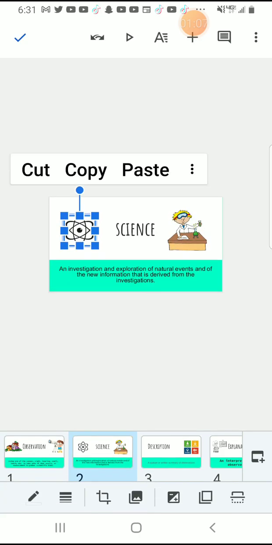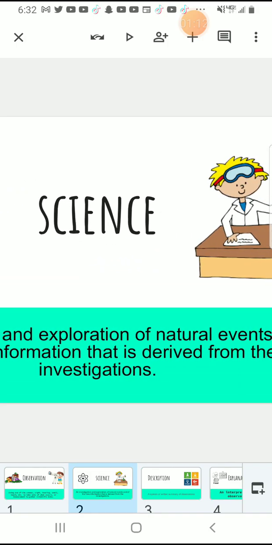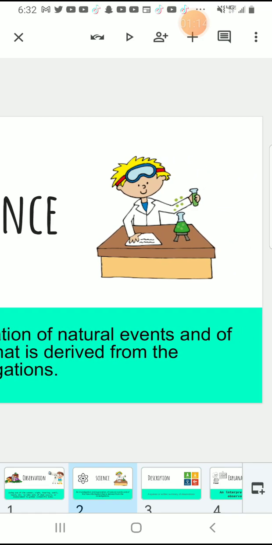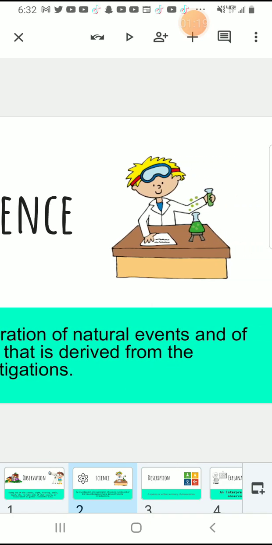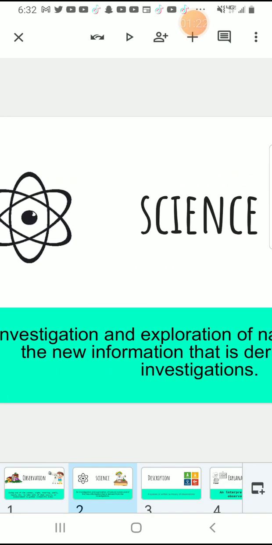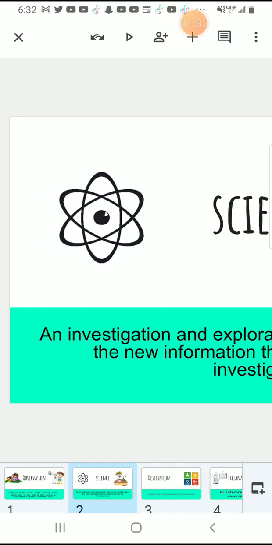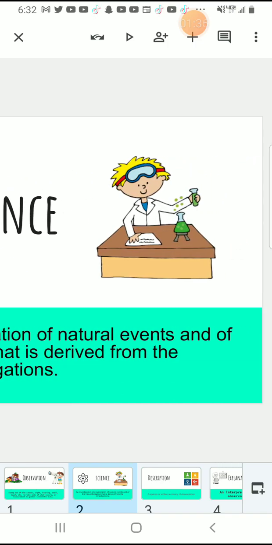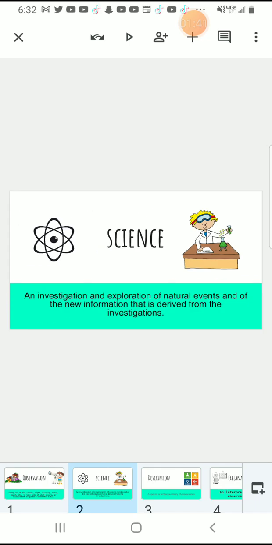The next one is the term science itself. This is an investigation and exploration of natural events and of the new information that is derived from the investigations. Sometimes we think of just science in a lab with chemical glassware and things like that, but it's also out in nature and everywhere you go, everything you do all the time. If you're investigating and exploring natural events and the new information that's derived from the investigations, that is a type of science.